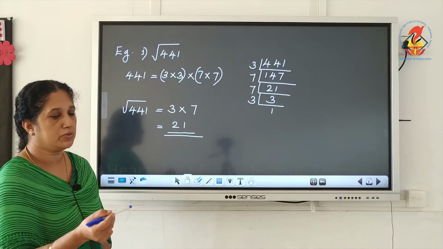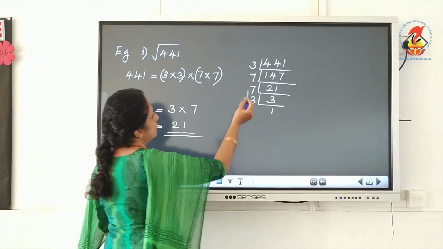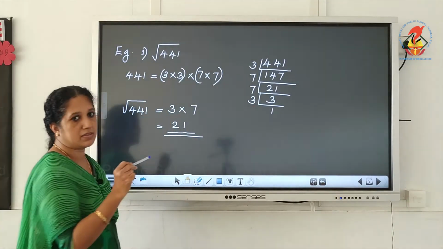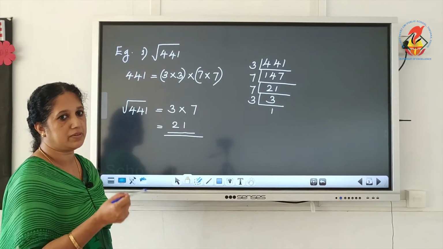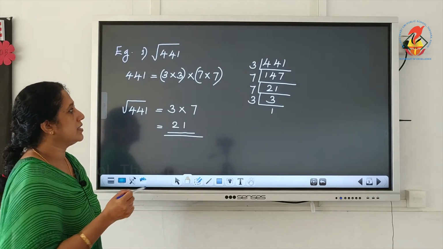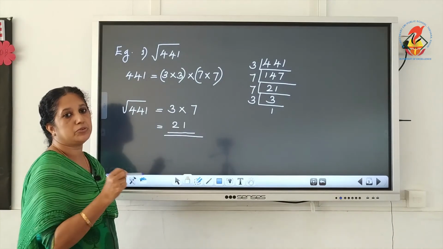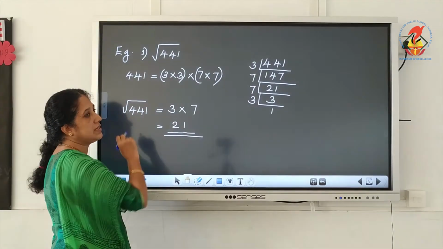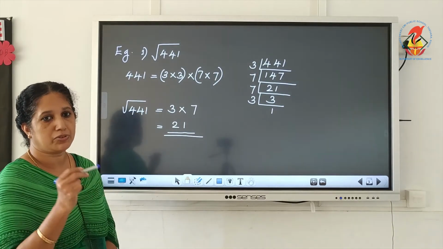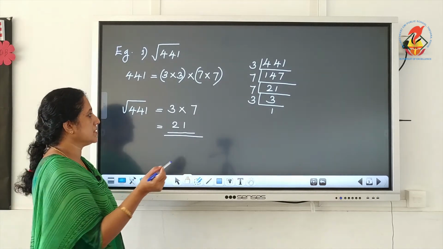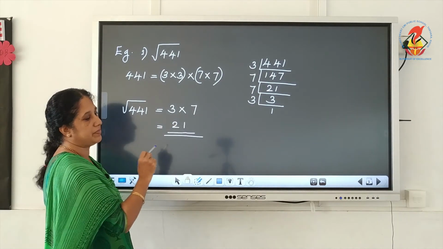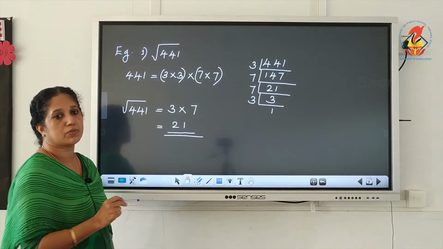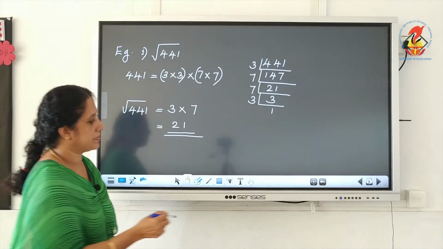So what we have to do? First we have to find out the prime factors, using the prime factorization method. Then after that we have to group them into pairs of equal factors, and after that from each pair we have to take one of the numbers, and find the product.